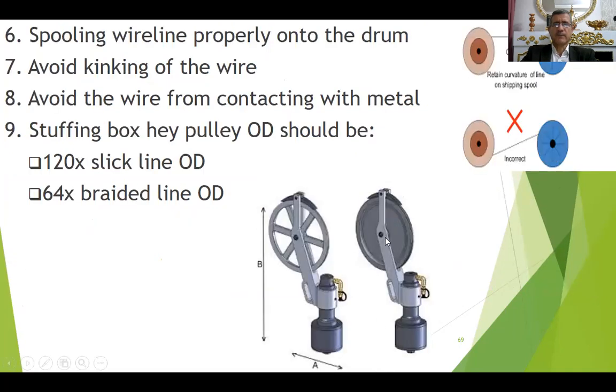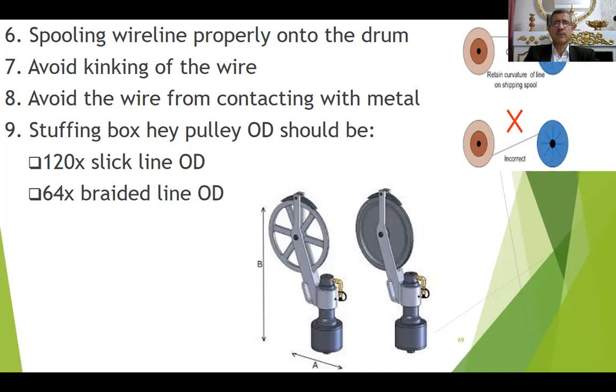Here we have the stuffing box and the heavily. When we want to spool on the wireline, it will be like this, while this one is incorrect. Spooling wireline properly like this avoids kinking of the wire. It should not be kinked because it will become a weak point. Avoid the wire contacting metal. It should be away from the metal.